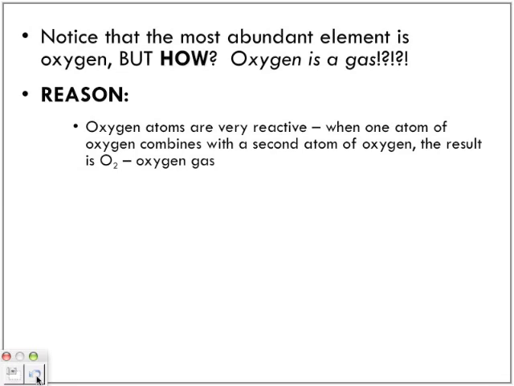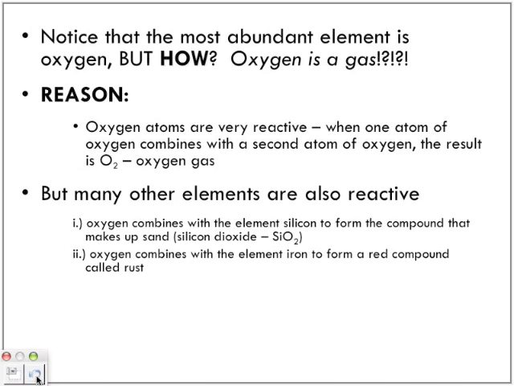When one atom of oxygen combines with a second atom, the result is oxygen gas. But in fact, not just that, it actually bonds with others. Remember, silicon is the other one. But many other elements are also reactive. Oxygen combines with silicon, as we said, the second most abundant element in the Earth's crust, and it forms silicon dioxide, SiO2, and that forms pretty much sand.